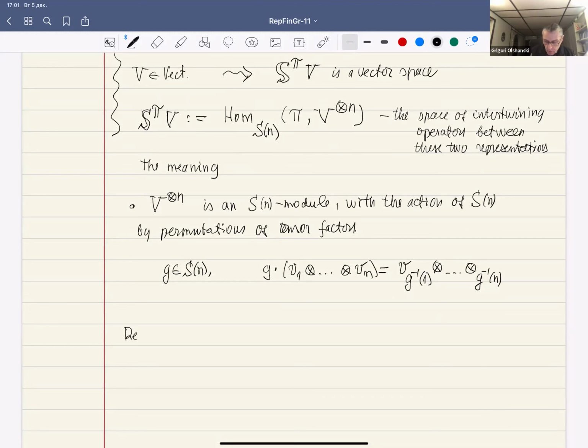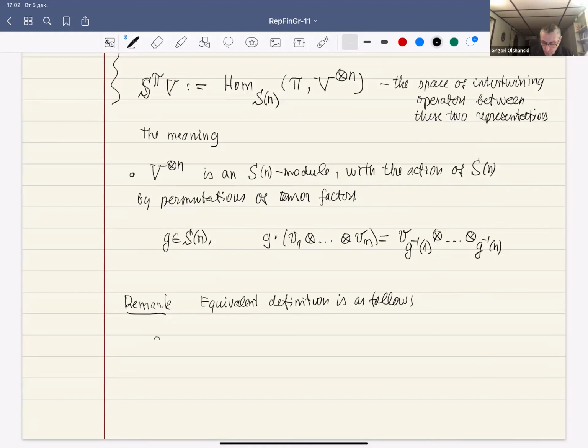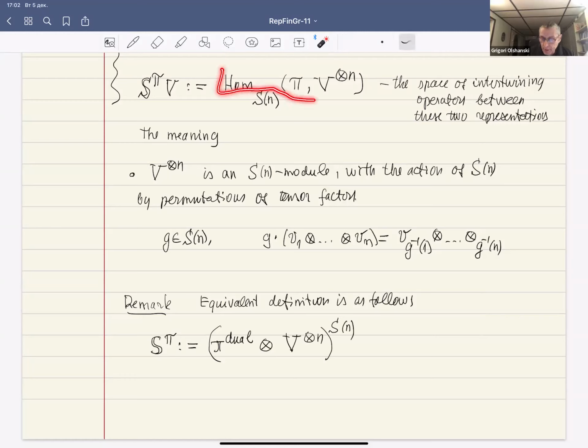Now a simple remark that we can get an equivalent definition is as follows. Instead of taking these intertwining operators, we can define this a little bit differently, namely as follows. What does this mean? Instead of taking the space of operators, we can take the tensor product, replace this space by the dual space, and this is the same.